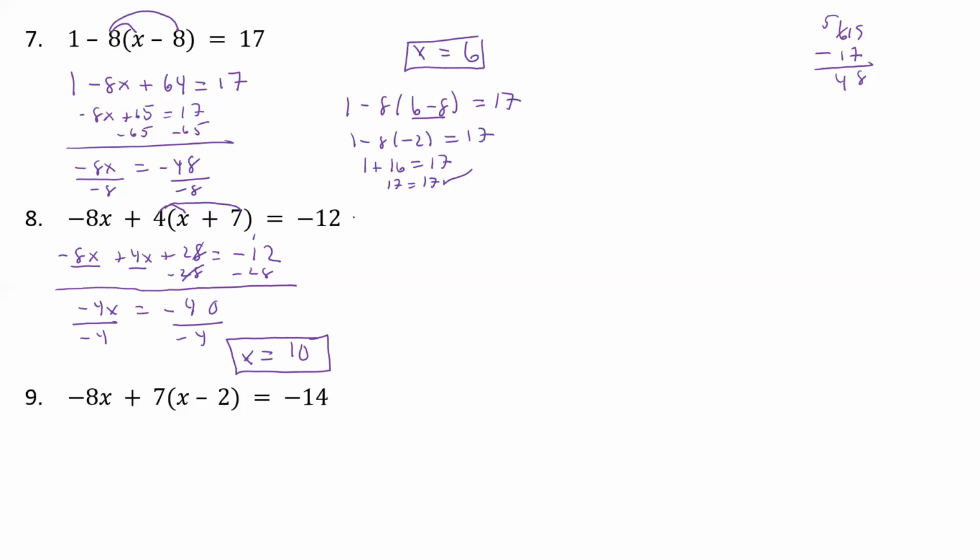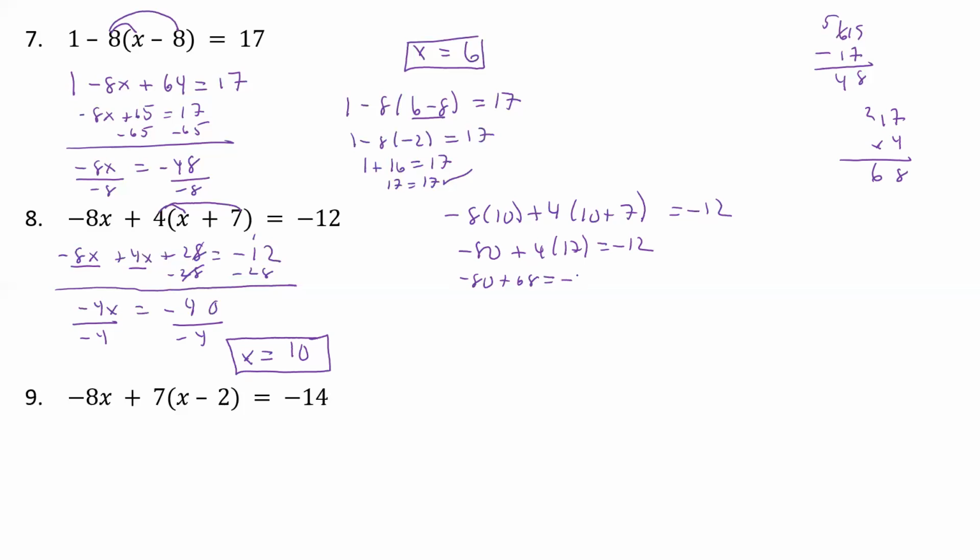And once again, negative 8 times 10 plus 4 times 10 plus 7 equals negative 12. Well, here we have negative 80, and then we have plus 4 times 17 equals negative 12. Well, 17 times 4, that's going to give us 28. That's going to give us 68. And so it's positive. So it's negative 80 plus 68 equals negative 12.